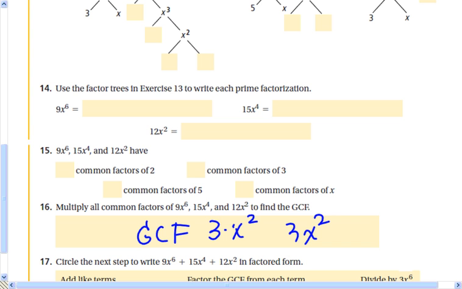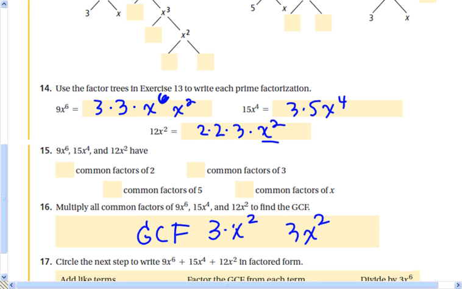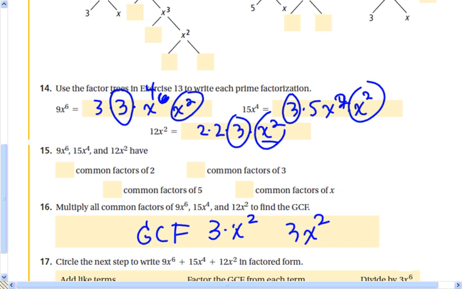And we're going to use that for our prime factorization, and that came from this. 9 was 3 times 3, and then we had 6 factors of x. 15 was 3 times 5 and 4 factors of x. 12 is 2 times 2 times 3, and then 2 factors of x. So what they all have in common is an x squared. That leaves us with 4 there. They all have a 3, and this one has an x squared also. So they all have 3x squared in common.